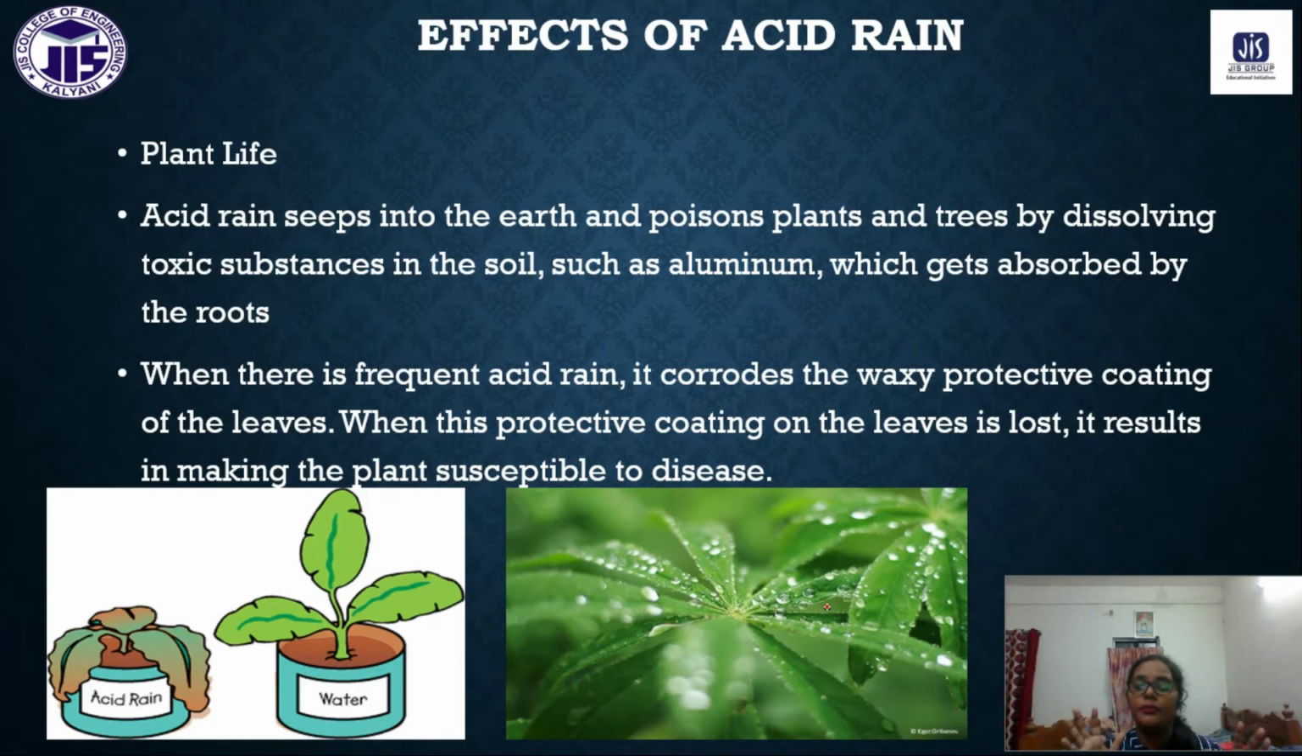This acid rain will affect the plants, the humans, and also all types of aquatic animals. Okay, so for the plants, what will happen is that this acid rain can dissolve all types of toxic minerals and toxic compounds, which will be absorbed by the plant's root. So this is harmful for the plants.